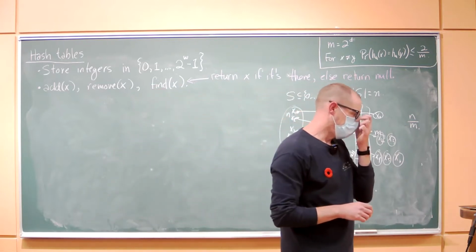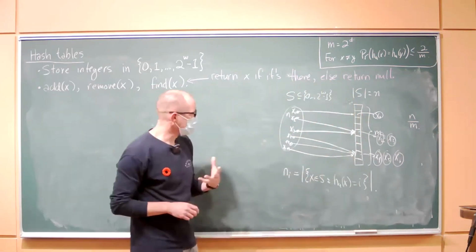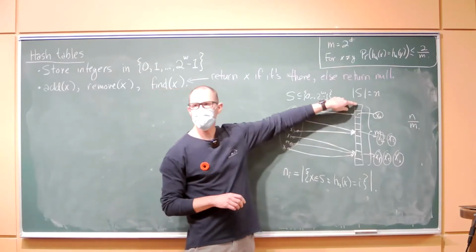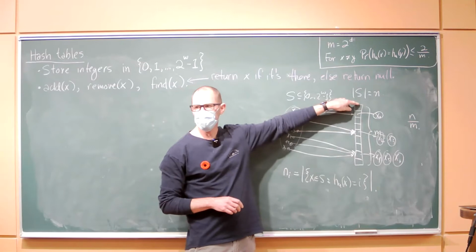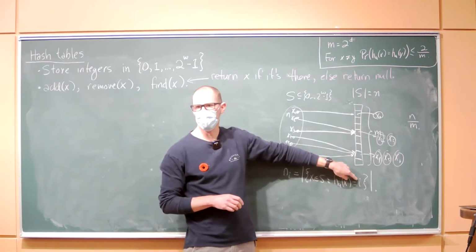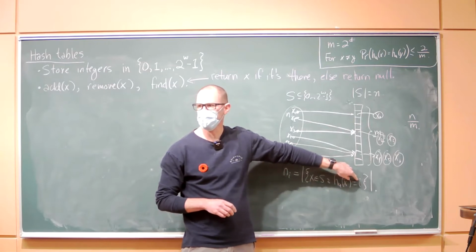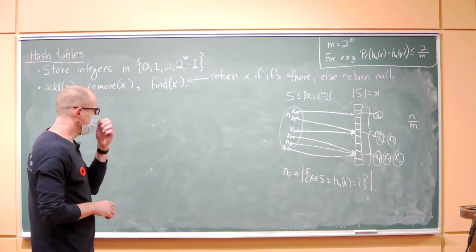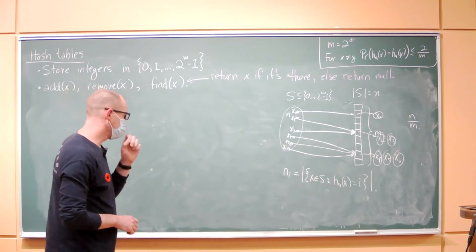Now, average is a bad thing to use here because even if I take all of them and put them in the first table slot, then there's one table slot with n things, but there's m minus 1 with 0 things. So the average is still n over m, but that's obviously not a good strategy. So we need to be a little bit more clever about this.